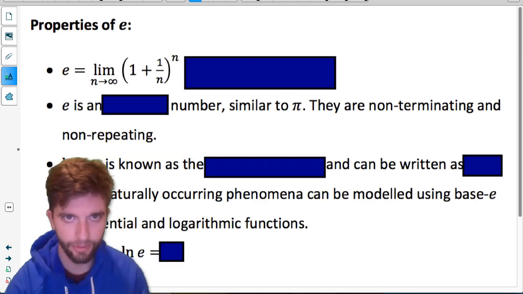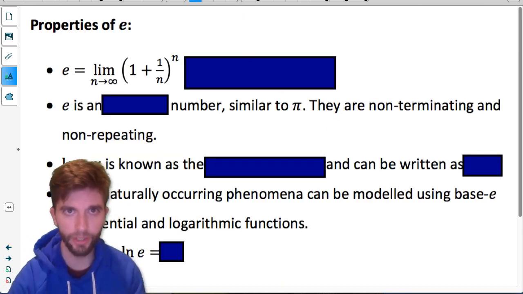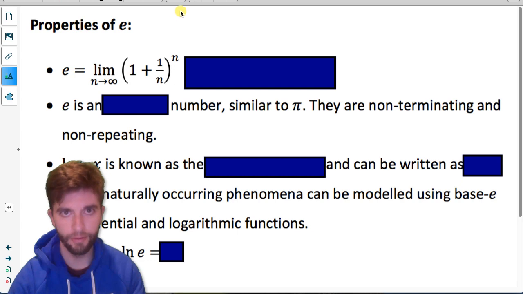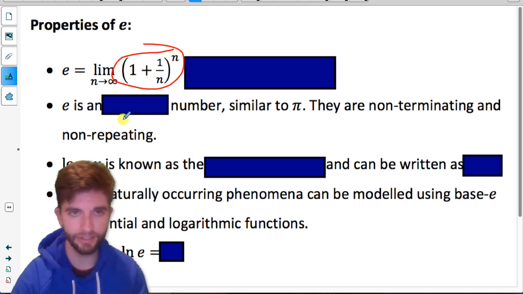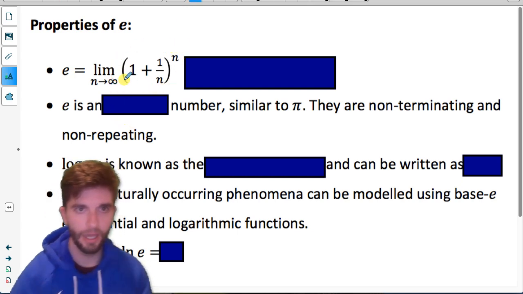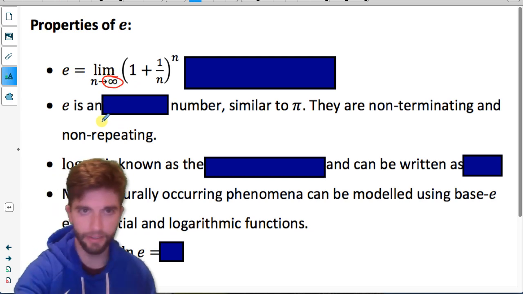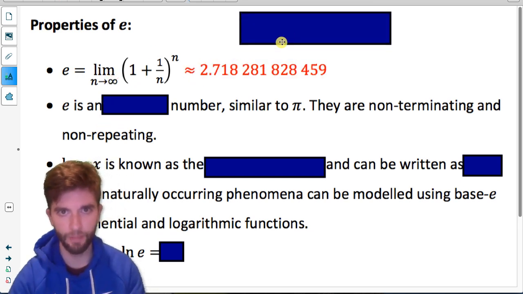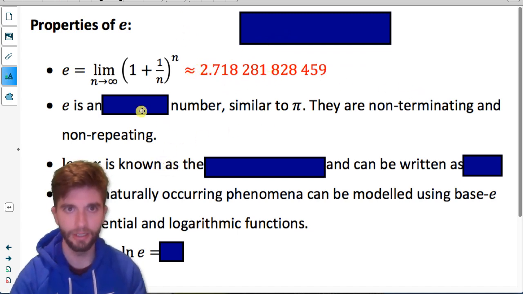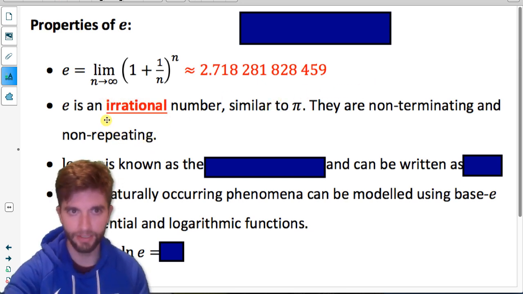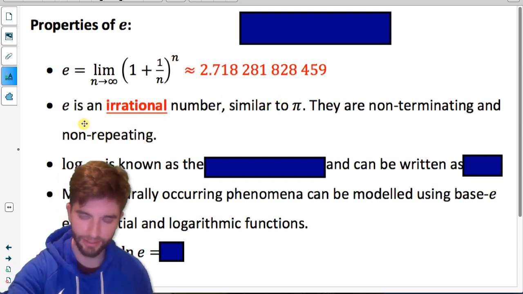So like I said, this value of e, which we call Euler's number, is equal to the limit of what this compound interest is going to as the number of compounding periods within that time period goes to infinity. And we figured out it goes to about this 2.71828 irrational number. It's an irrational number, similar to pi. They're non-terminating, non-repeating, can't be expressed as fractions.